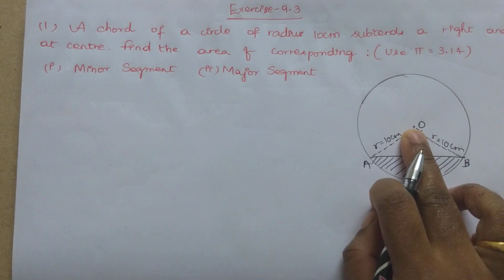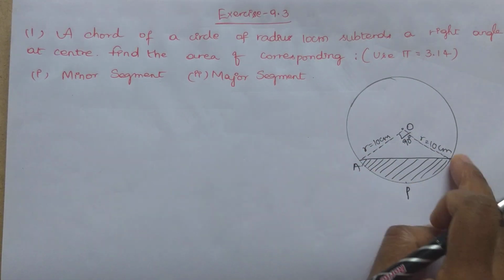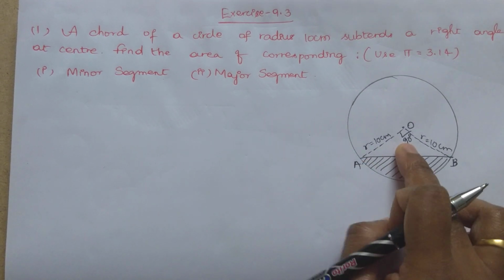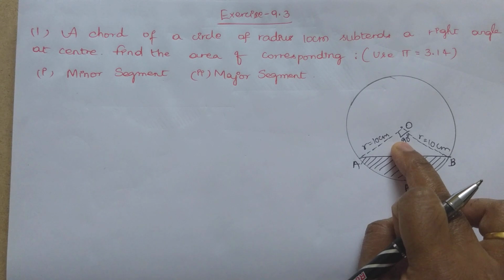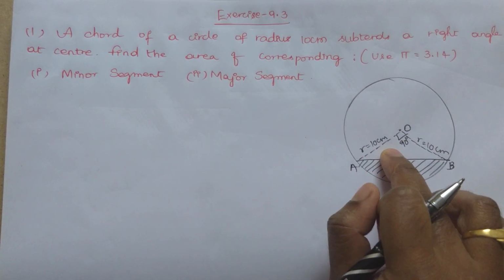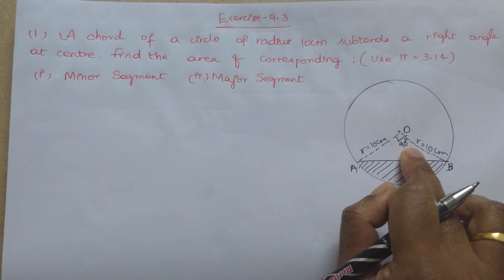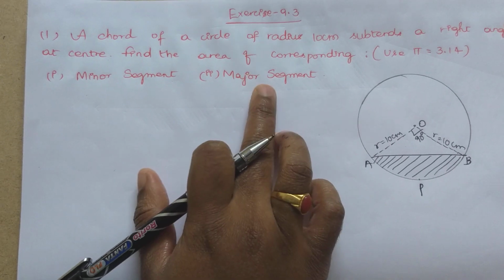Okay, here they told that the angle formed, when you consider this OAPB, is entirely a sector. They told that the angle formed at the center is 90 degrees. It means that in triangle OAB, the angle formed at O is 90 degrees. So find the area of the corresponding minor segment and major segment.